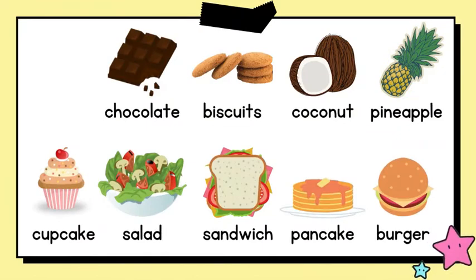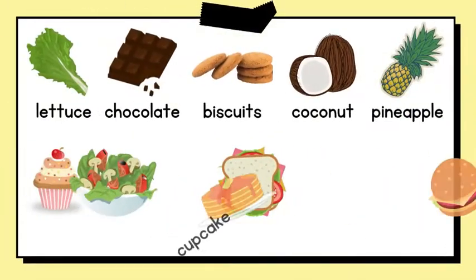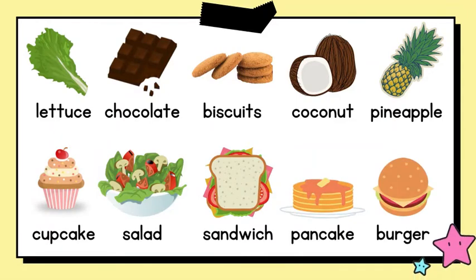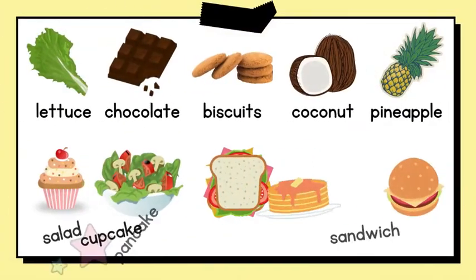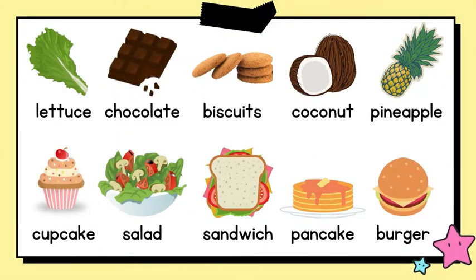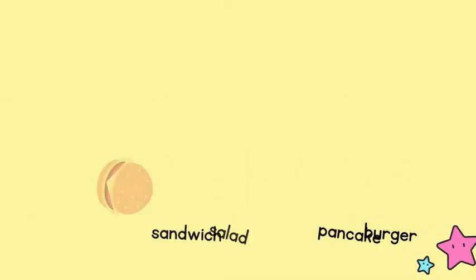How about now? What is missing? What food is it here? Yes, there isn't any lettuce. Okay, how about now? The last question, what is missing? There isn't any cupcake. Okay, that is all for the game.